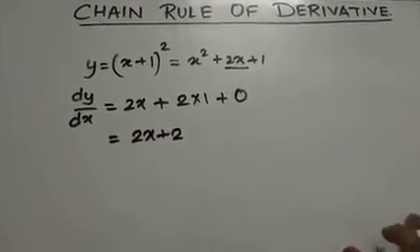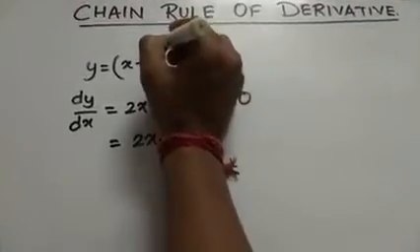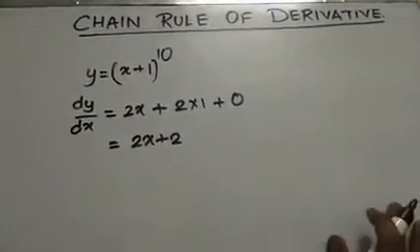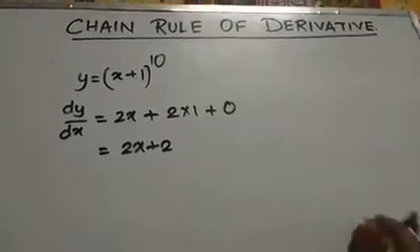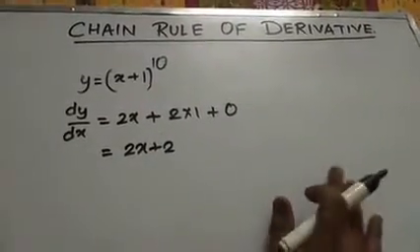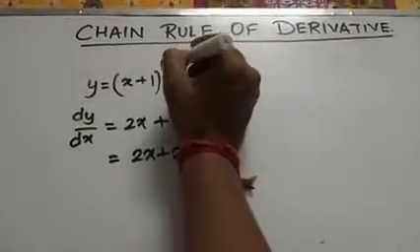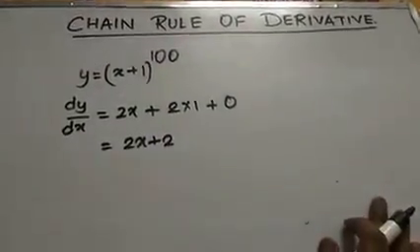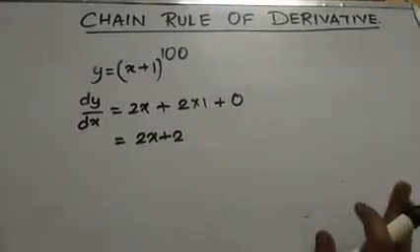Okay. So suppose I say (x plus 1) to the power 10. Now it's not possible to expand (x plus 1) to the power 10. We can, but during the exam it's not possible to expand this. Or if I say 100, so for that the chain rule is used.